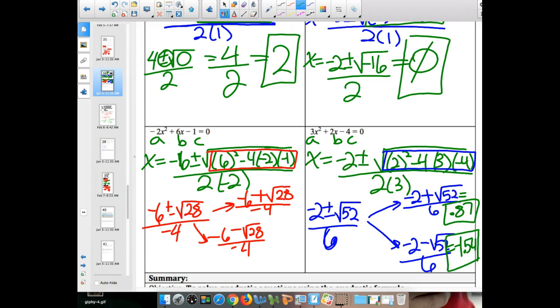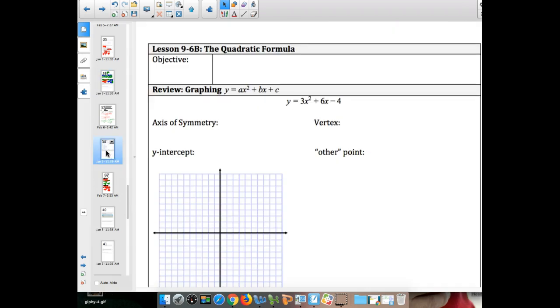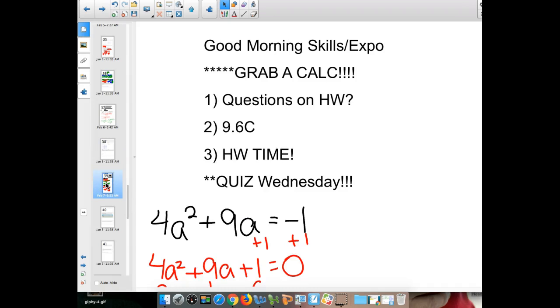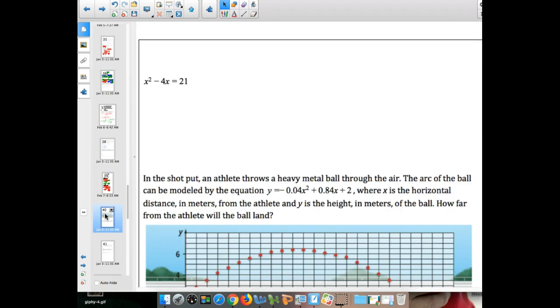So if you're getting really crazy answers, it's probably because you're plugging it into your calculator wrong. All right, so that is the quadratic formula. We do have to have that memorized. All right, we're going to skip ahead a little bit because I want us to get to some word problems. So I'm going to have you guys flip past this page, and go right to here. So something we haven't talked about yet is what if it doesn't equal 0?